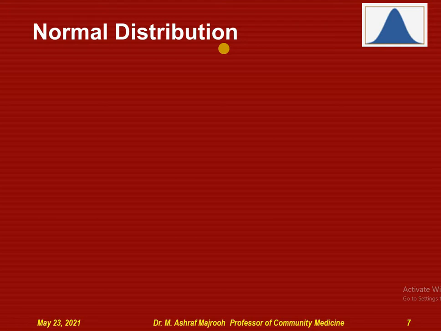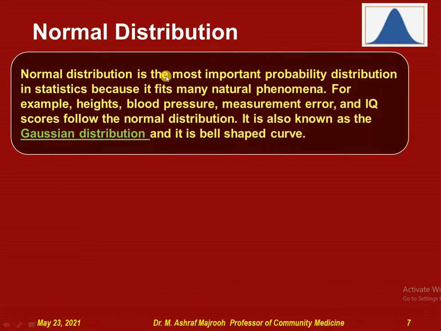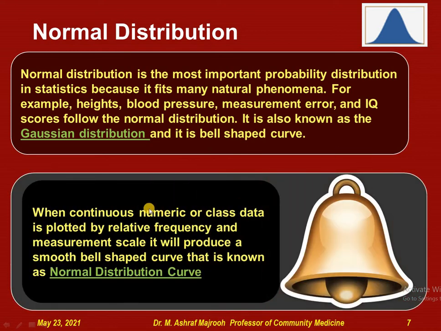Then we will discuss normal distribution. Normal distribution is the most important probability distribution in statistics because it fits many natural phenomena. For example, heights, blood pressure, measurement errors, and IQ scores follow the normal distribution. It is also known as Gaussian distribution and it is a bell-shaped curve. So when continuous numeric or class data is plotted by relative frequency and measurement scales, it will produce a smooth bell-shaped curve that is known as normal distribution.